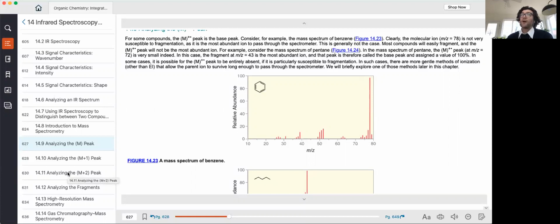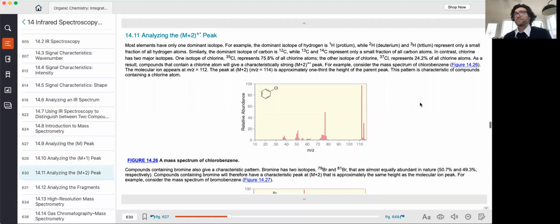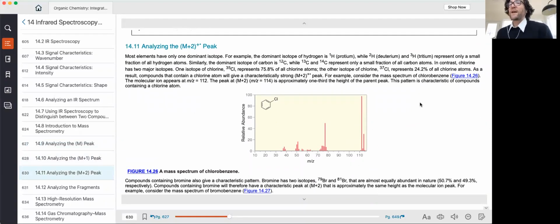M+2 peaks come from, again, isotopes. For instance, chlorine can impart a strong M+2 peak character to a mass spectrum. Take, for instance, this chlorobenzene that's shown in your book, and you can see that there are two peaks now in the molecular ion peak area. There's a larger peak that is the base peak at 112, and this is the molecular ion, M. But also there is an M+1 and M+2 peak, in addition to an M+3 peak there.